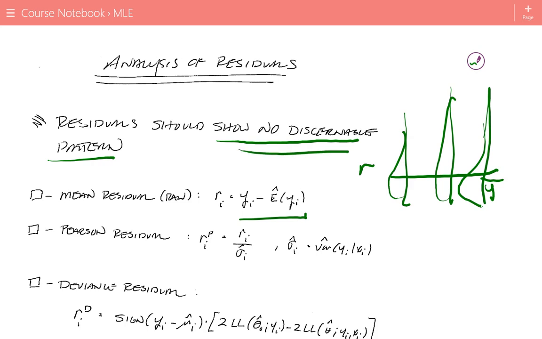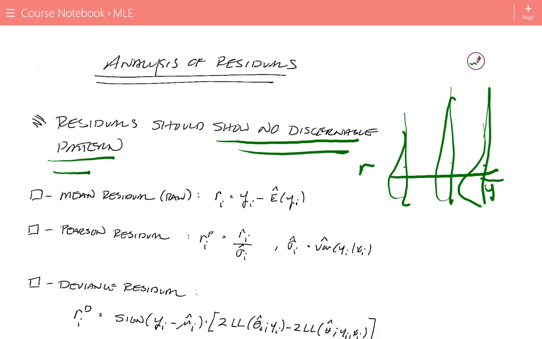So I guess when I say no discernible pattern, what I really mean is no discernible unexpected pattern. You use this fact to help assess whether it is a gamma, right? Because if it is a gamma distribution, then the variance should be a function of the mean. Therefore, the residuals should be heteroscedastic in a very specific way.